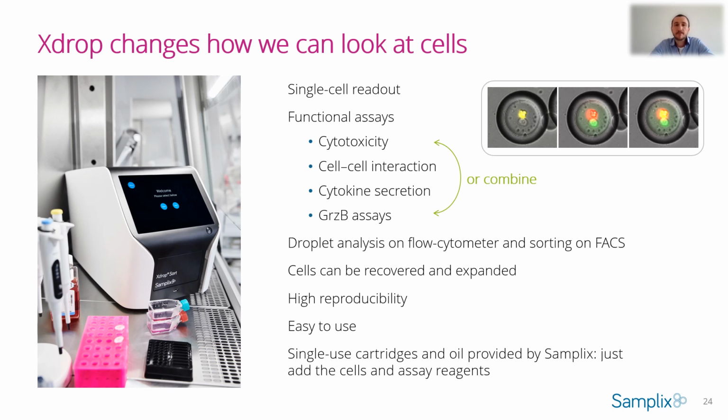I've also shown you how you can analyze using flow cytometers and FACS, and you have seen how cells can be recovered and expanded after analysis. And lastly, I've shown you that it's a very easy process to make a single cell analysis using Xdrop. You have single-use cartridges and the oil, which is provided by Samplex, and you basically just add your cells and your assay reagents and perform the assays.